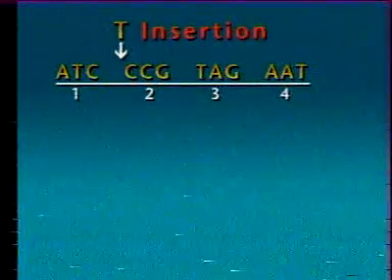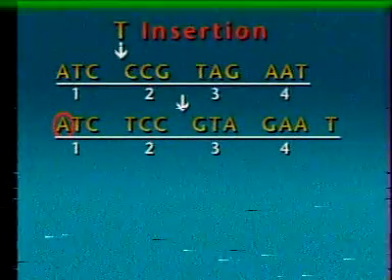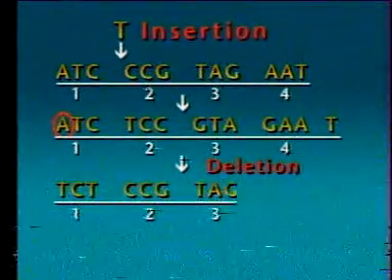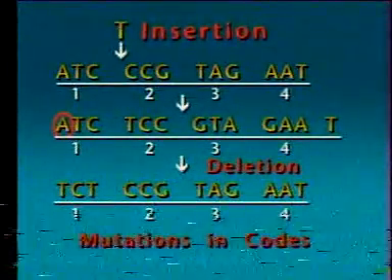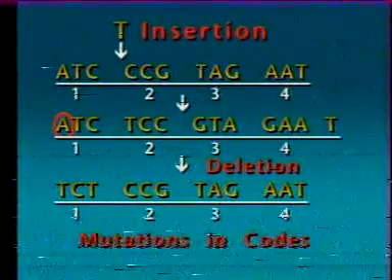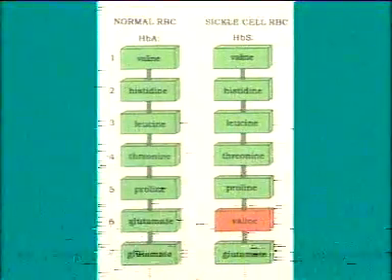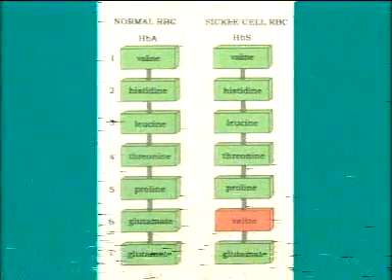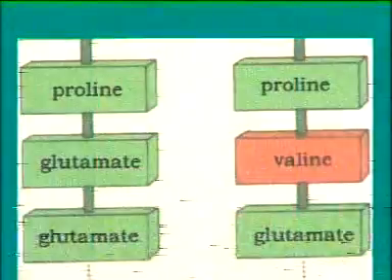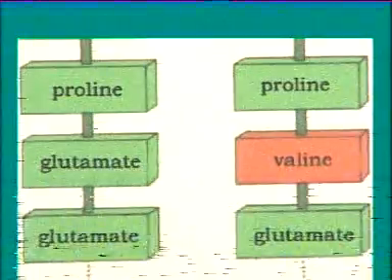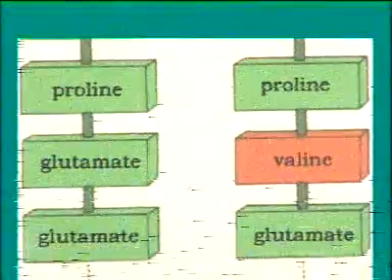The examples of codes shown here indicate that the third base is not so important in some codes, and in some, the second one. However, in most of the codes, a change in the first base changes the code and hence the amino acid and protein as well. The change of one single amino acid may cause the failure of protein function. For example, in sickle cell anemia, glutamate is replaced by valine, which results in sickle cell anemia.